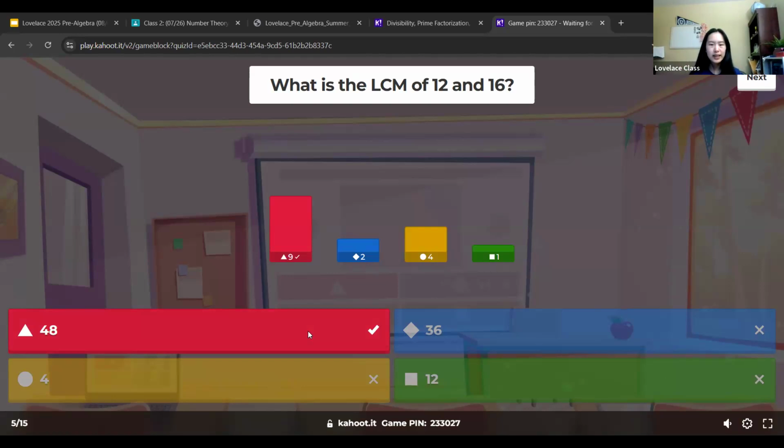But basically the answer would be 48 because again, we just take the highest exponent for each number. So for this one, 12 equals 3 times 2 squared, and this one equals 2 to the 4th. So 2 to the 4th is the higher exponent, and 2 to the 4th times 3 equals 48.